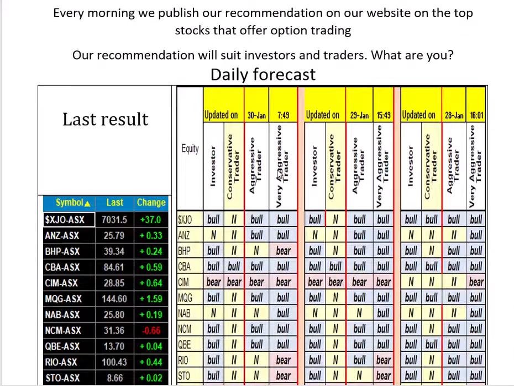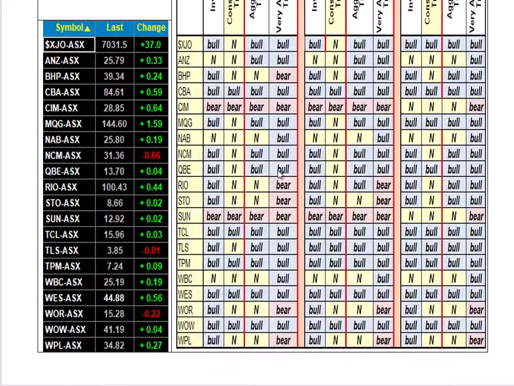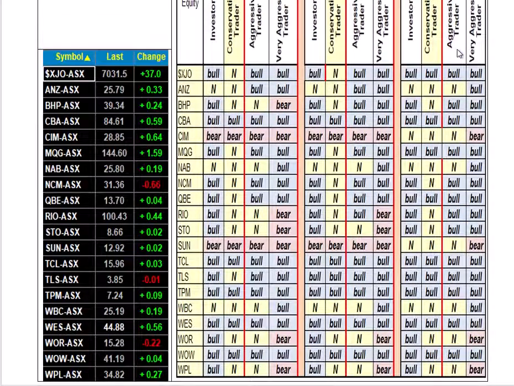Alright, here now we show you the daily, and in the daily we try to tell you that this is actually what happened yesterday. The XAO was up by 37 points, and you can see that for the last 3 days we have had indicators to tell you that we were bullish. BHP for the long-term investor was bullish, continues to be bullish. However, if you are a very aggressive trader, we start to tell you that maybe it's time to take some profit out of the market if you're making some money. CIMIC, that's the Old Leighton Holdings, was up yesterday.